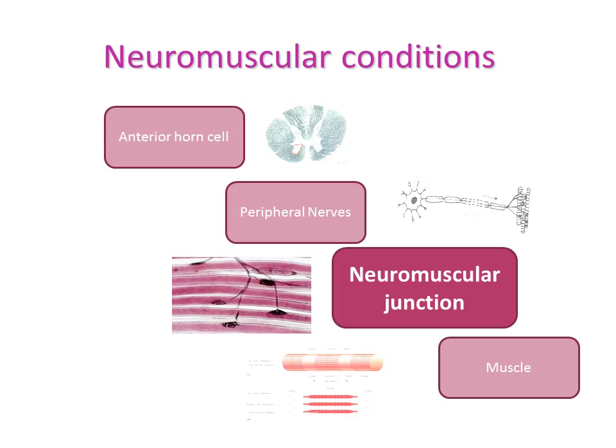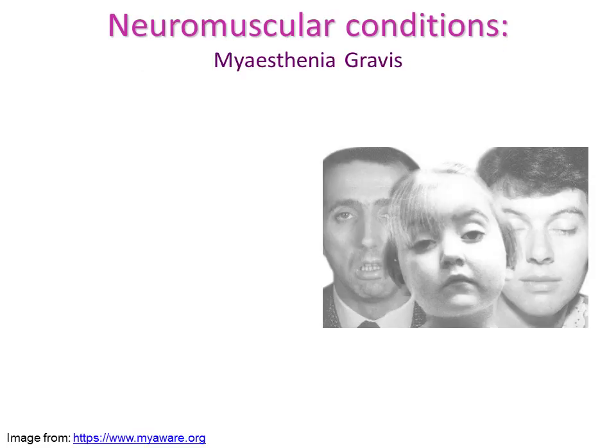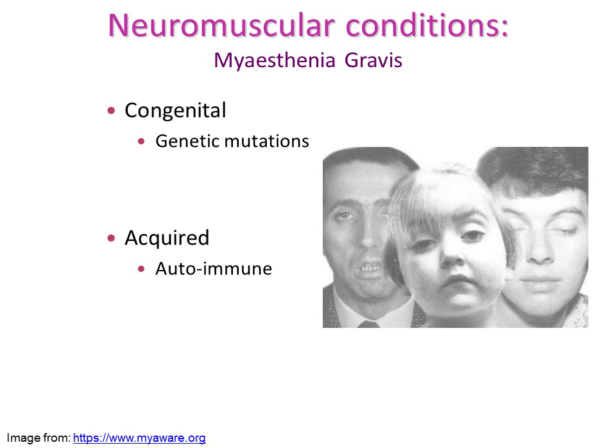Moving now to the neuromuscular junction. Myasthenia gravis is the most commonly known condition of the neuromuscular junction. There are congenital types, which are due to genetic mutations, and then there's the acquired MG, which is autoimmune.